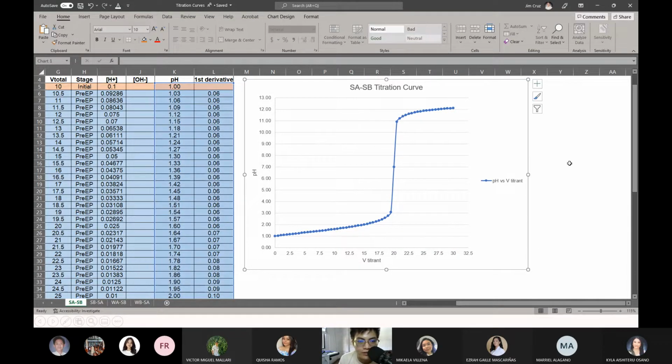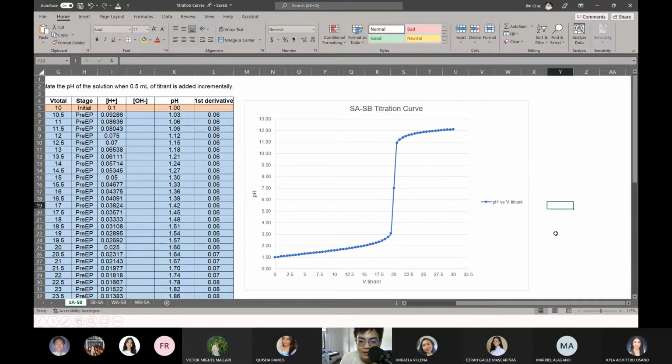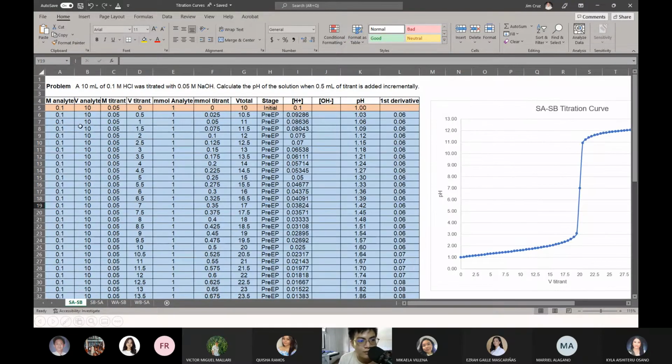Sa calculus, ano yung first derivative? Basically, yun yung parang slope. Slope ng curve. Hindi nyo nagagawin yan. So, yun lang. So, that's for the strong acid, strong base.